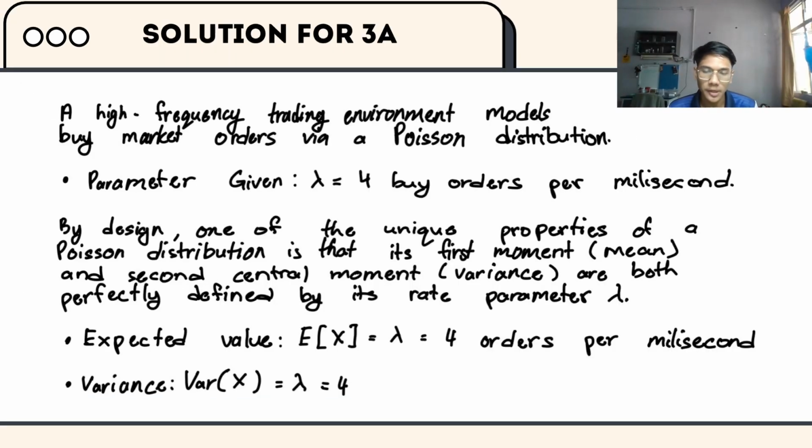To find the expected value and the variance, we look at the parameter given, which is lambda equal to 4 buy orders per millisecond. One of the unique properties of a Poisson distribution is that its first moment, the mean, and its variance are both perfectly defined by its rate parameter lambda. So the expected value is equal to lambda, which is 4 orders per millisecond. And for the variance, it's also the same: using lambda, we get a value of 4.